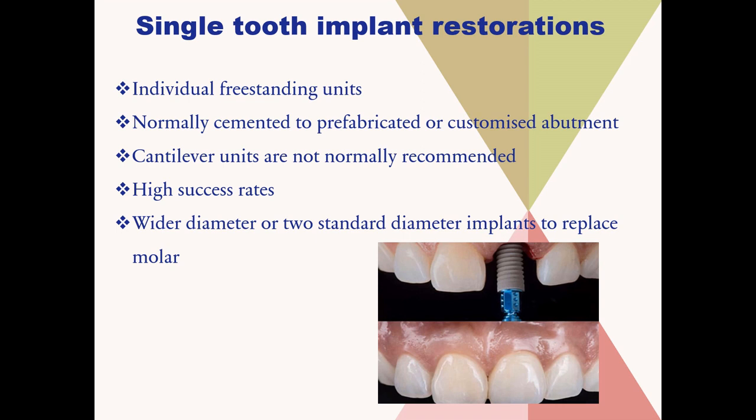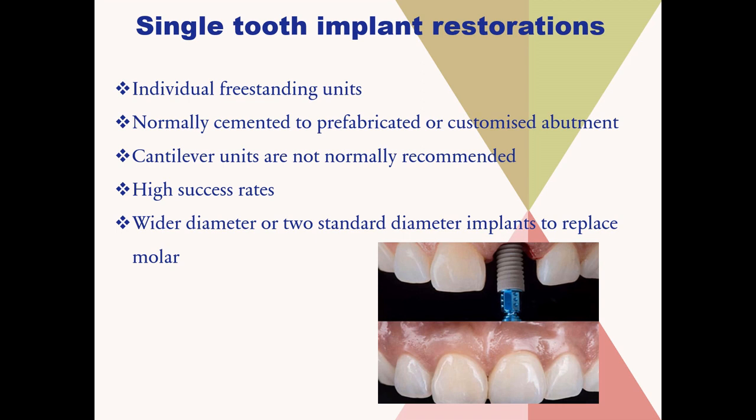So single tooth implant restorations. We have already discussed the different types of fixed prostheses and also the implant overdentures in our previous session. So these single tooth restorations are actually individual freestanding units not connected to other teeth or implants, and they are very much similar to our conventional single crowns and are normally cemented or screwed to the prefabricated or customized abutments. And usually we don't prefer cantilever units for these single tooth restorations.